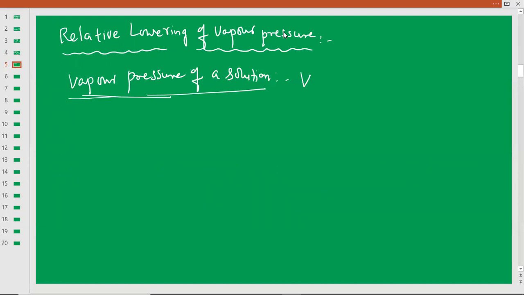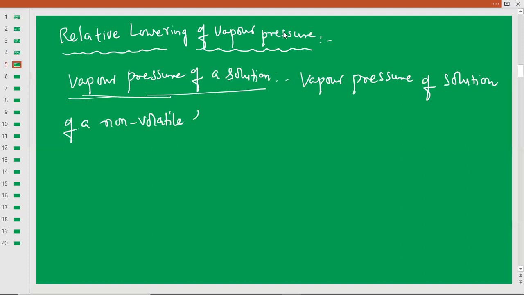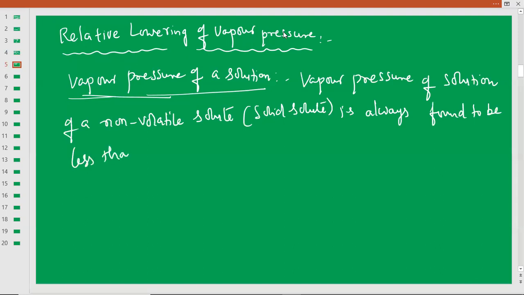So the observation noticed is that the vapor pressure of a solution of a non-volatile solute, assume it is a solid solute, is in general always found to be less than the vapor pressure of the pure solvent.